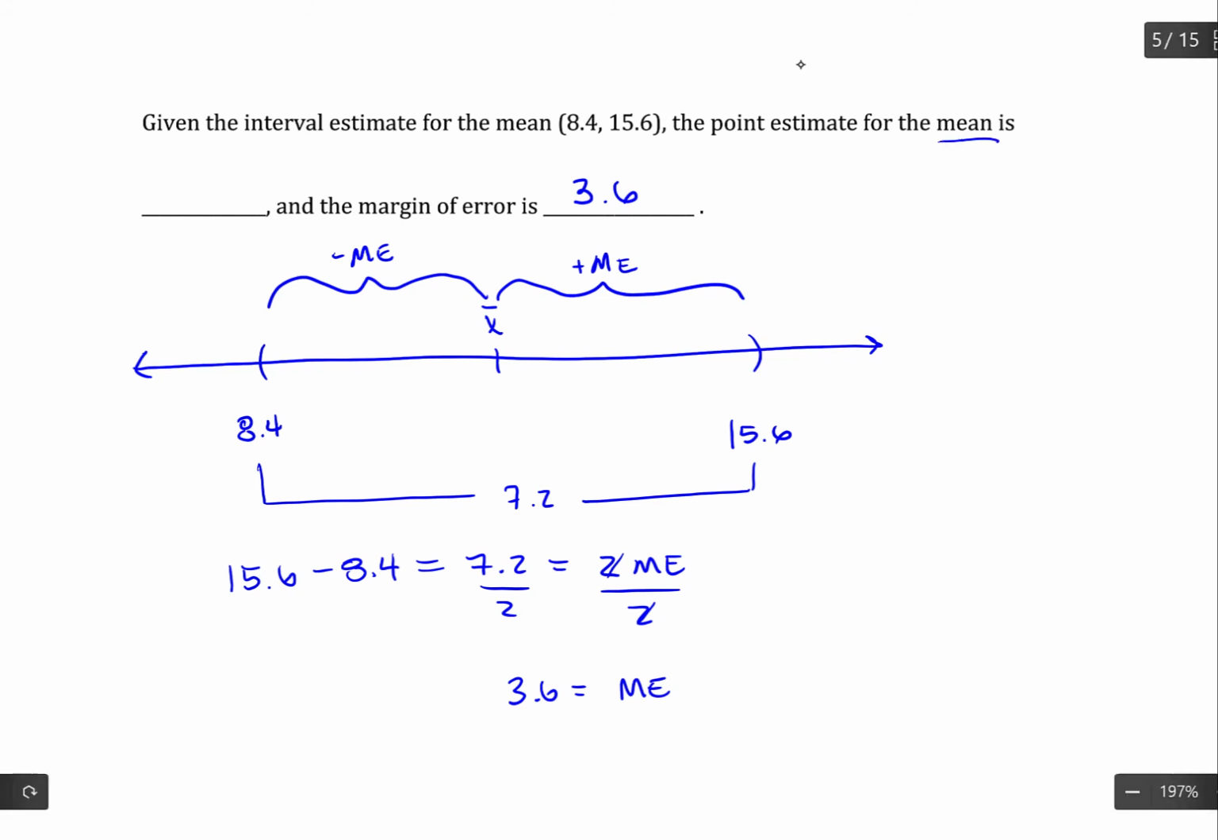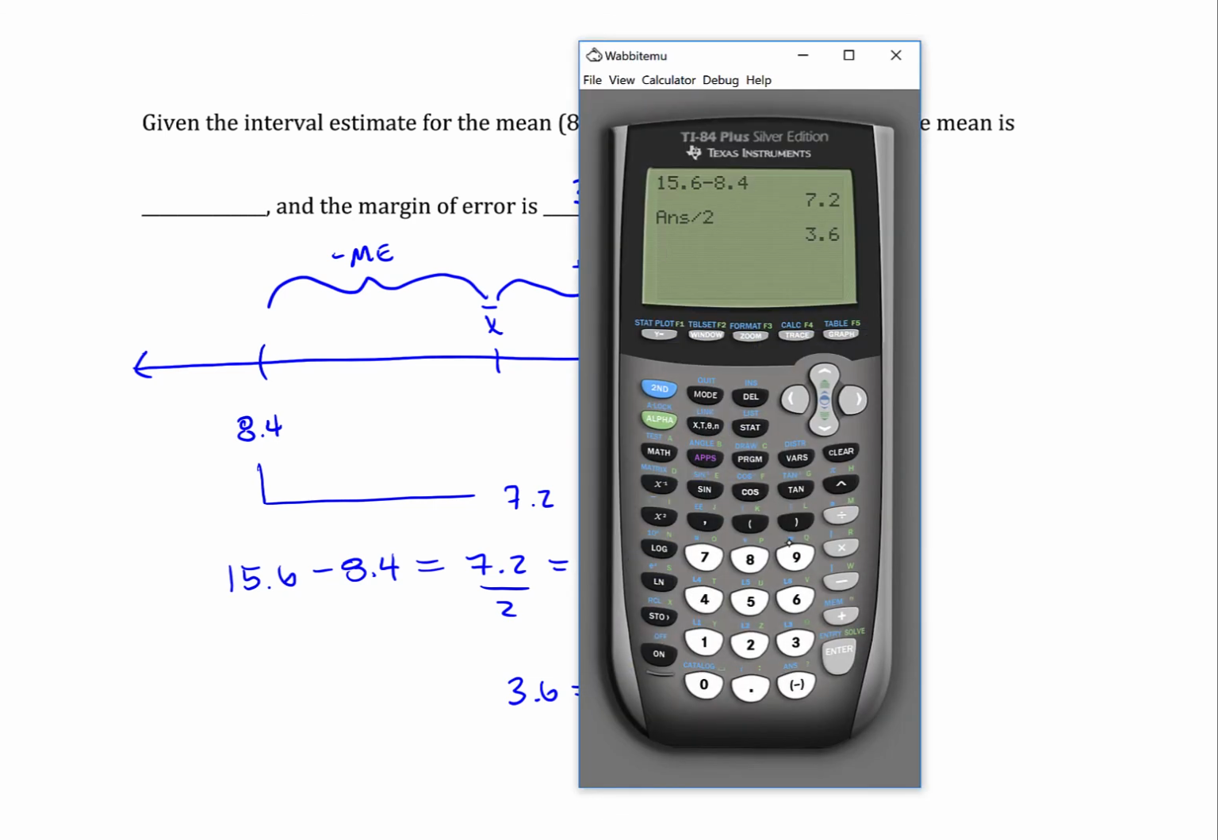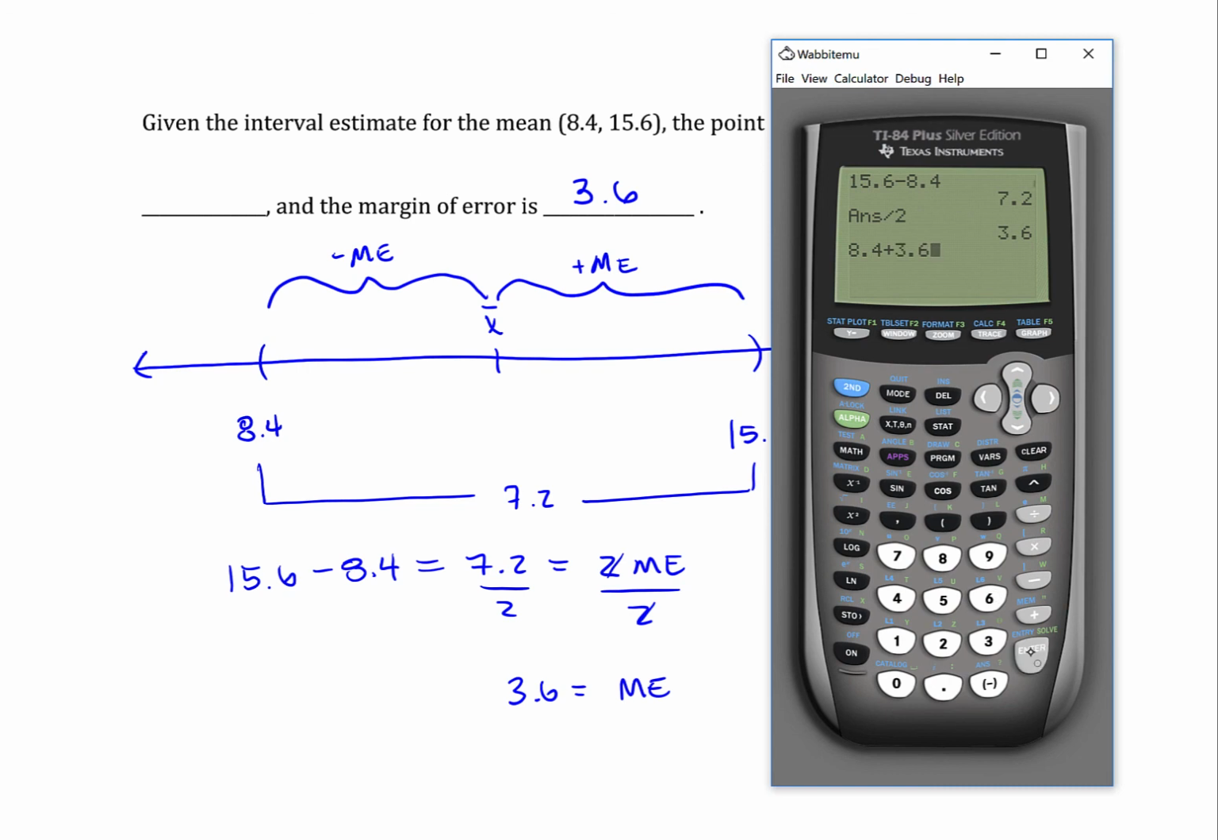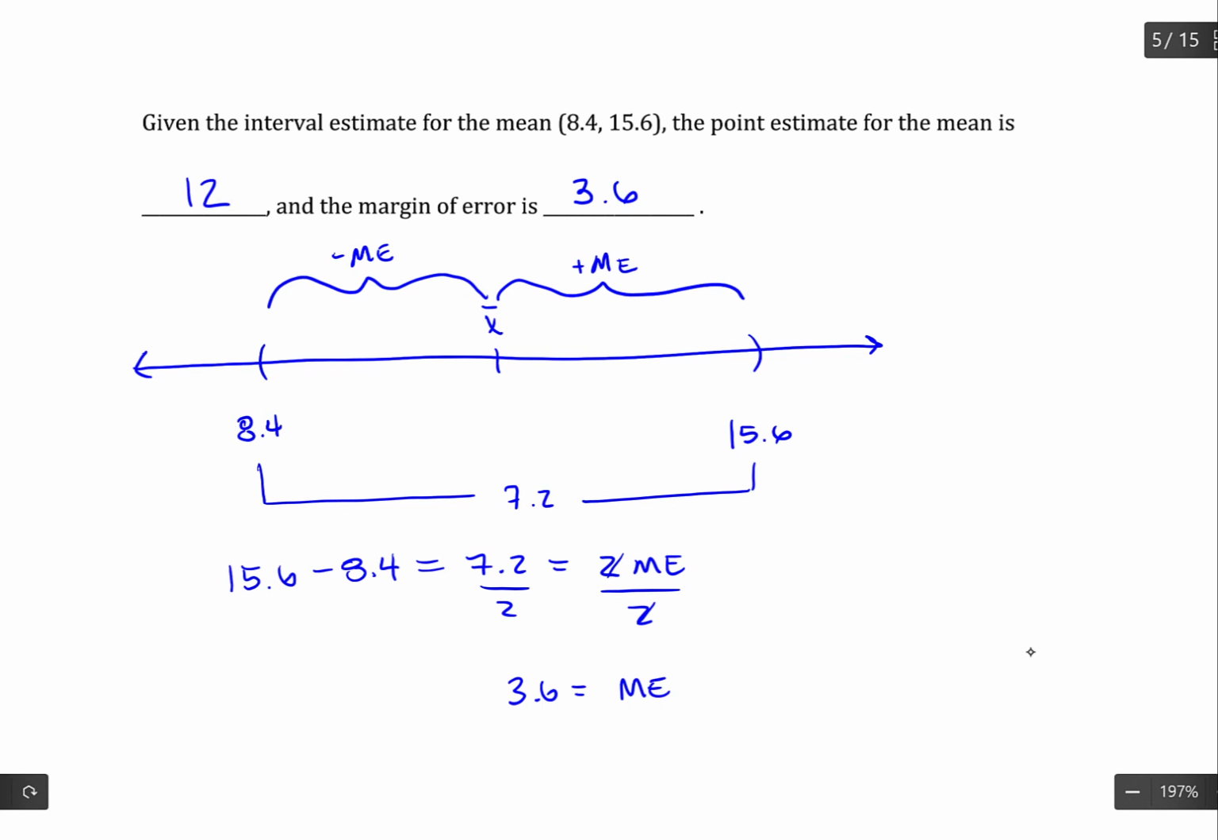Oh, you know what? It did say it's for the mean. I've been just assuming it is, but it is for the mean. Okay, so now what I can do, since I know the margin of error, the distance between the sample mean and the lower endpoint is a distance of the margin of error. So if I go from 8.4 plus the margin of error, which is 3.6, that would put me right at the sample mean, which in this case is 12. And if you'll notice, if you went from 12 plus 3.6, that would put you at 15.6, which reinforces that you've got the correct value.